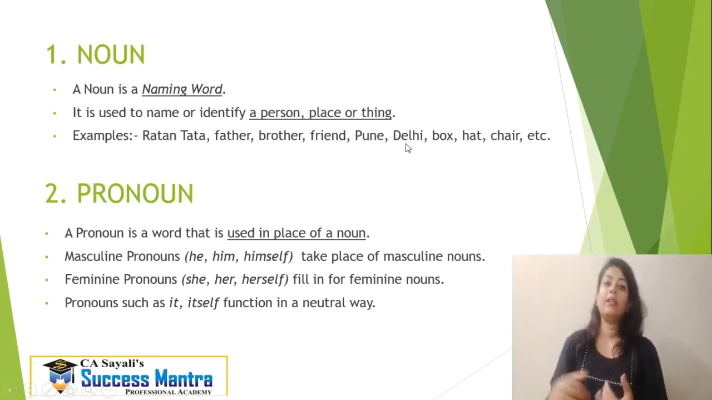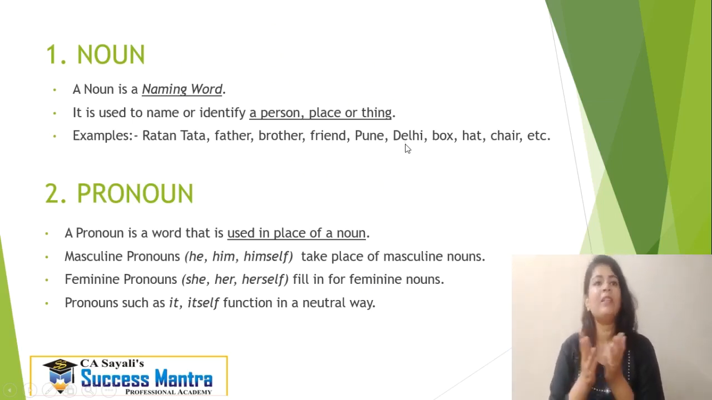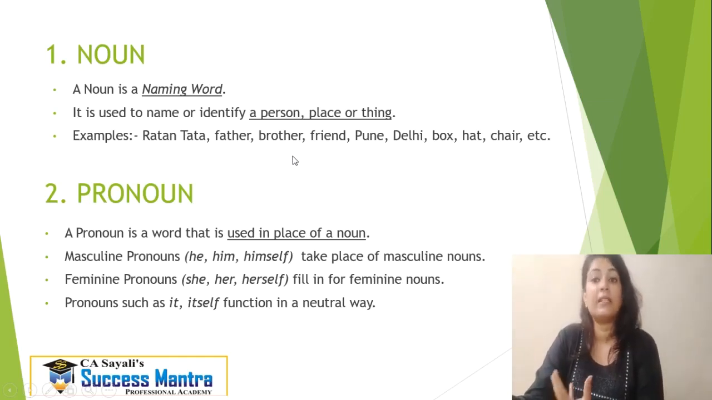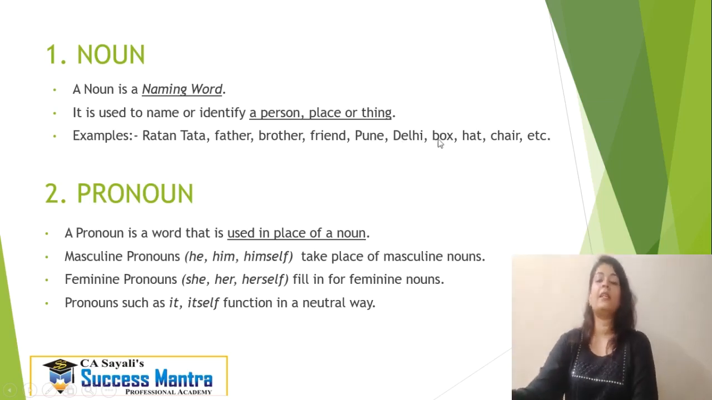So the first one is a noun. Now as we all know, what is a noun? A noun can be defined as a naming word. Something that is used to identify a person, a place, or a thing is called a noun. Some examples of noun: a father, a mother, a friend, maybe somebody's name such as Tom, Ratan Tata, Delhi, Pune, Mumbai, or a common noun such as box, hat, chair. All these are examples of noun.